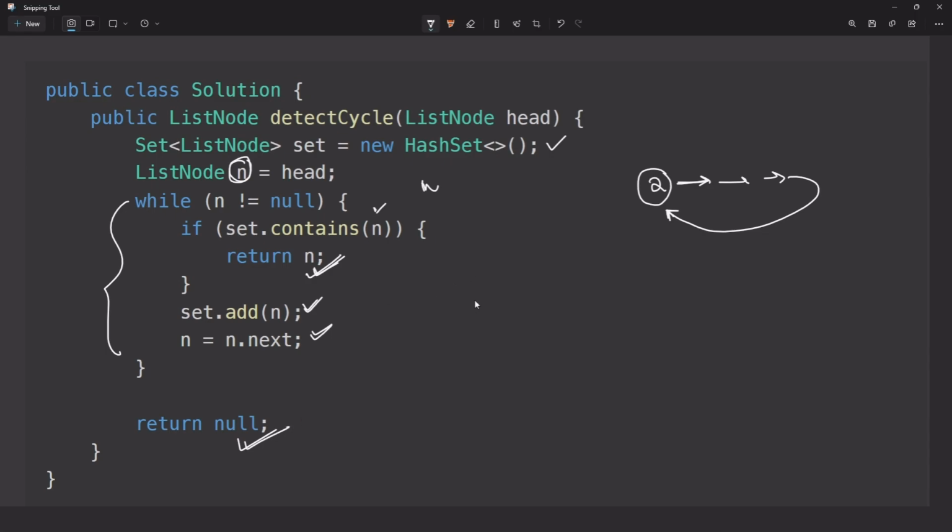The time complexity is going to be O(n), where n is the size of the list. And the space complexity is going to be O(n), because we are storing all the nodes in a hash set.